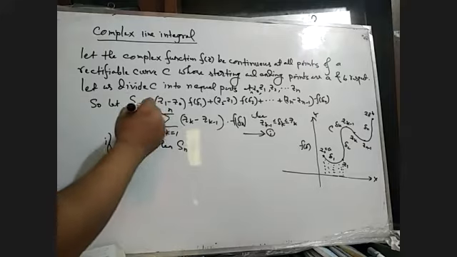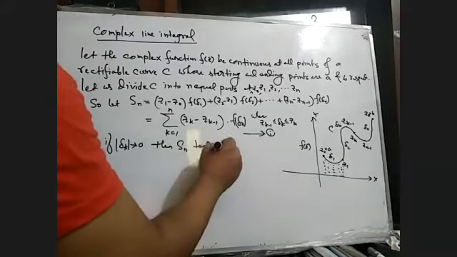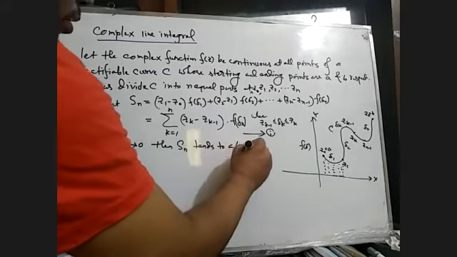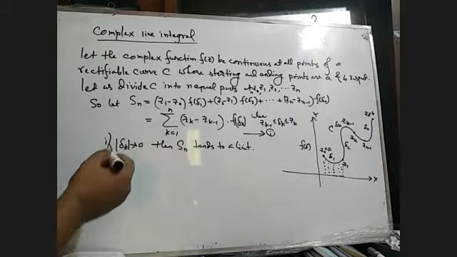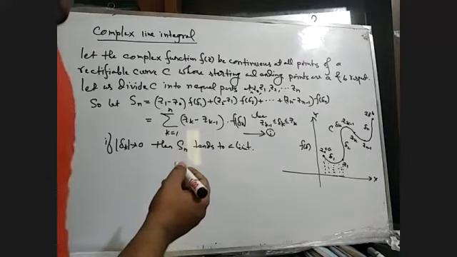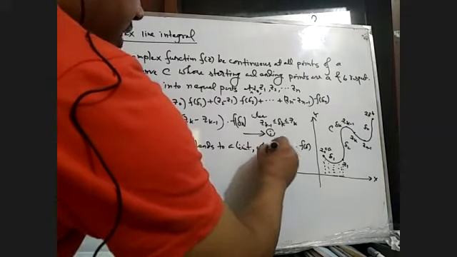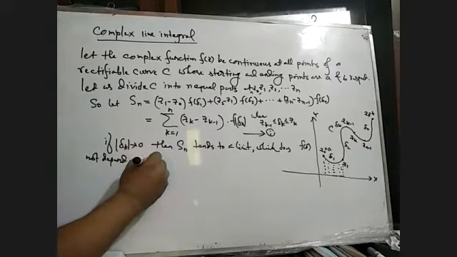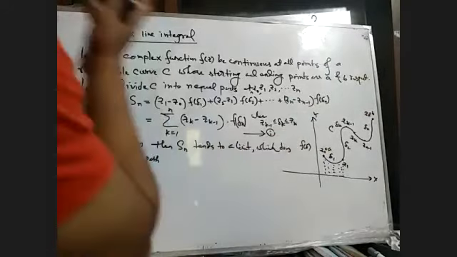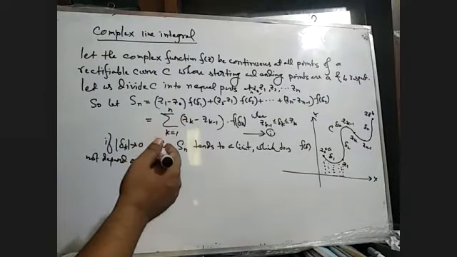then this sum Sn tends to a limit. That means as delta k tends to 0, we get a limit of a sum, which does not depend on the path. It does not depend on the path if delta k tends to 0.